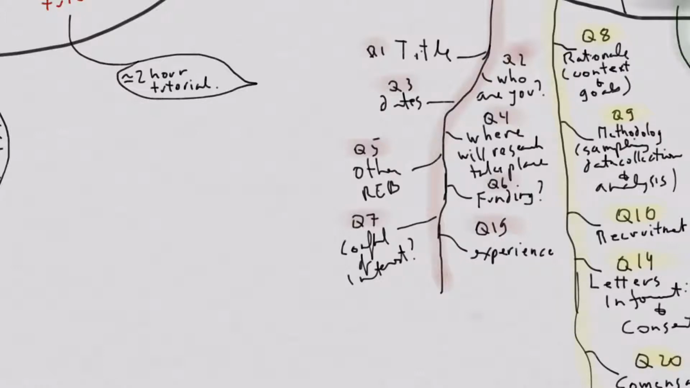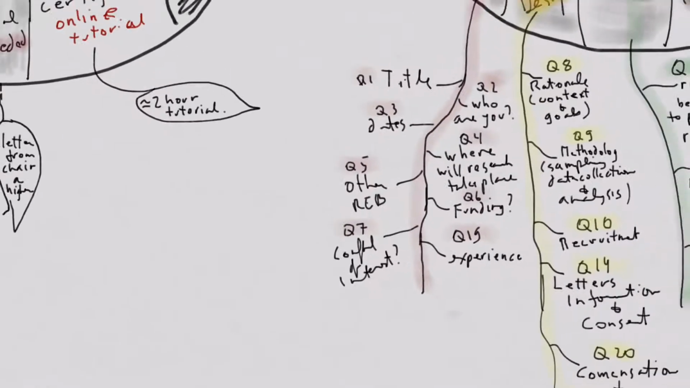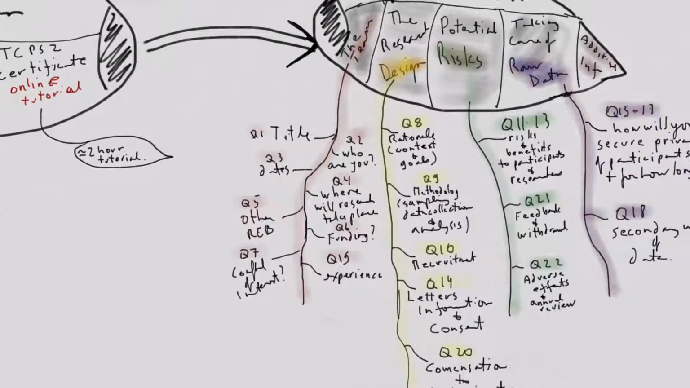Have you gotten other REB approval? Do you need other REB approval? Perhaps you need other REB approval before doing our REB approval, so you need to figure all that out. Funding. Do you have funding? Conflict of interest. Identify an explicit or implicit conflict of interest. And what experience do you bring? Notice that this question is question 19, while the other questions are the first questions, early on, and question 19 is close to the end of the application.